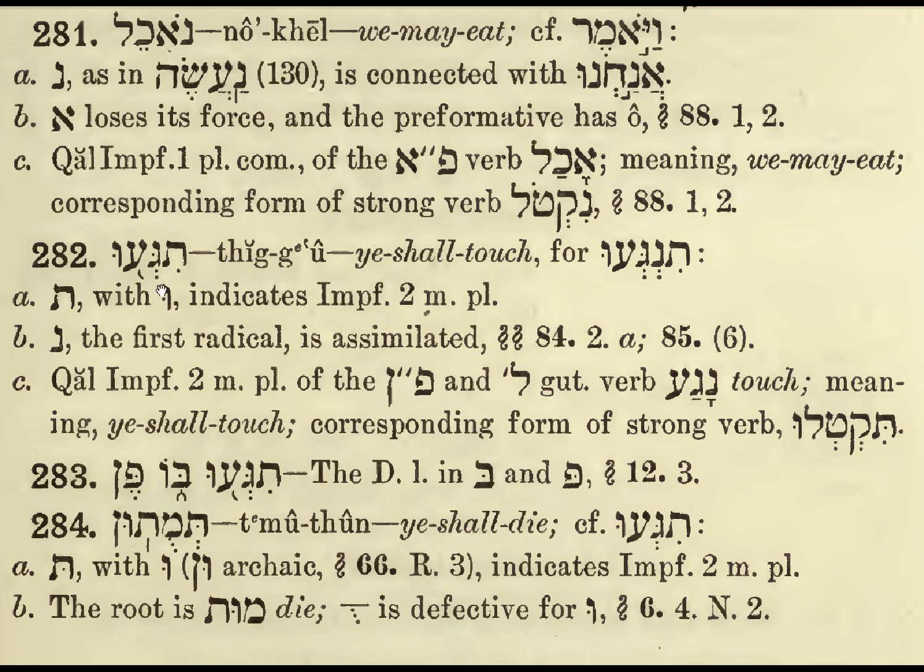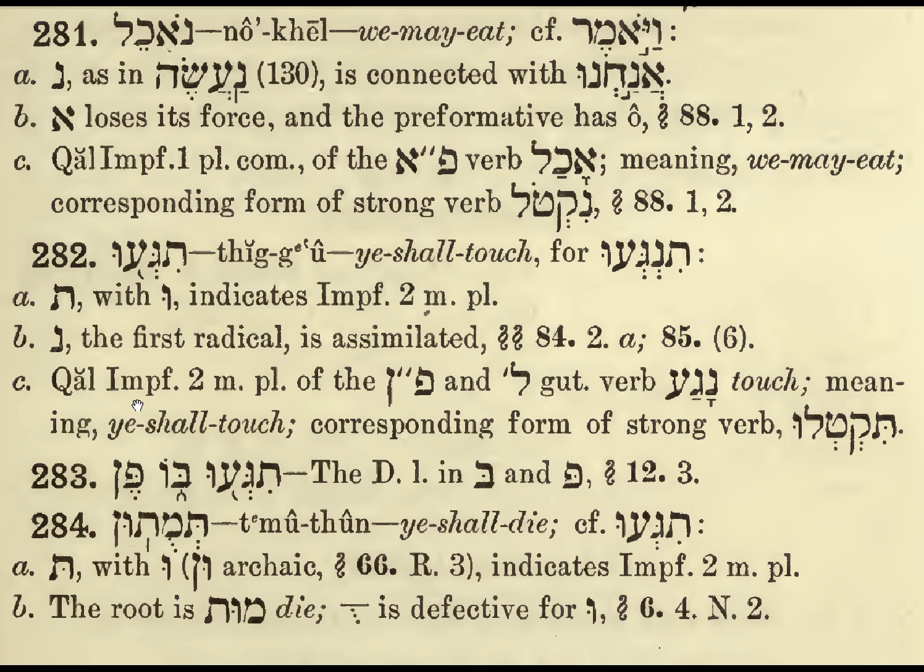Tig gangu, you shall touch. And this is for tin gangu. So here the double gimel is because of the missing nun. T with u indicates imperfect, second person masculine plural. Nun, the first radical of this verb, is assimilated. So the root here, nagang, touch, meaning you shall touch.